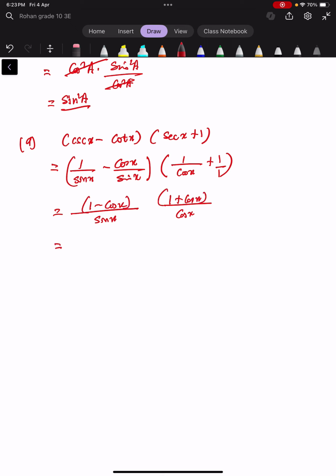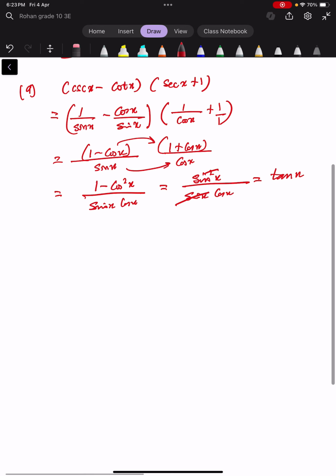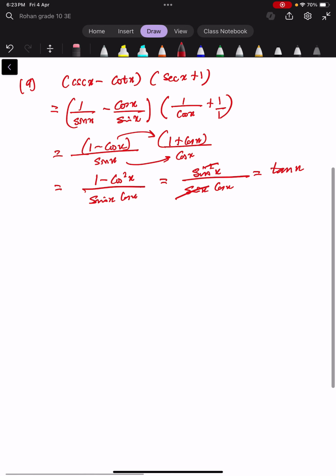So 1 minus cos x times 1 plus cos x is 1 minus cos squared x, using a minus b into a plus b. I'm multiplying numerator by numerator, denominator by denominator. And 1 minus cos squared x is sine squared x, upon sine cos. Sine cancels. So sine upon cos, tan. It's really not that bad. Next, the tenth.